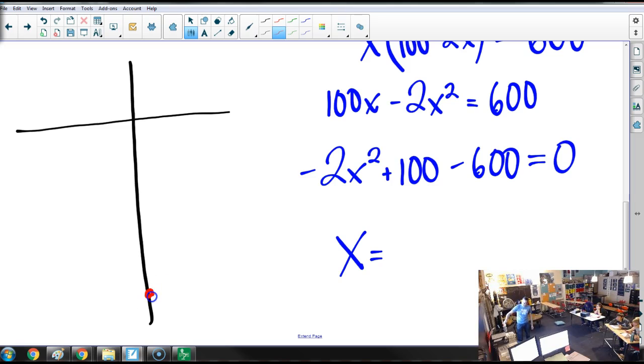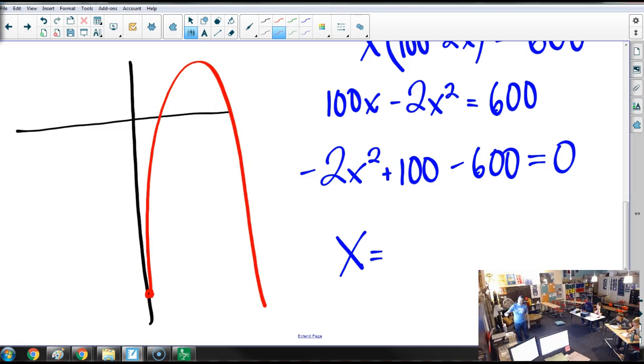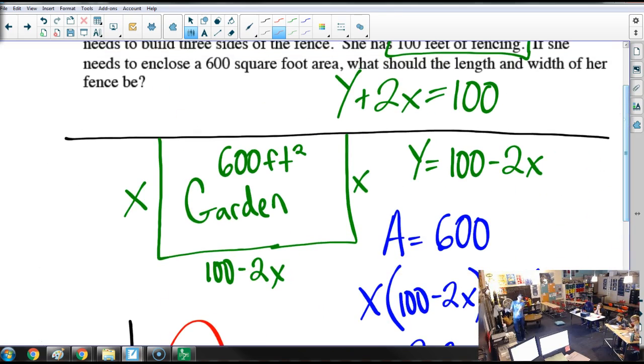Negative 600 way down here, and then it comes up. And we're looking for these 2 points that satisfy. One will be a garden that is wider and closer to the garage. The other will be a garden that is narrow and stretches far off the garage.